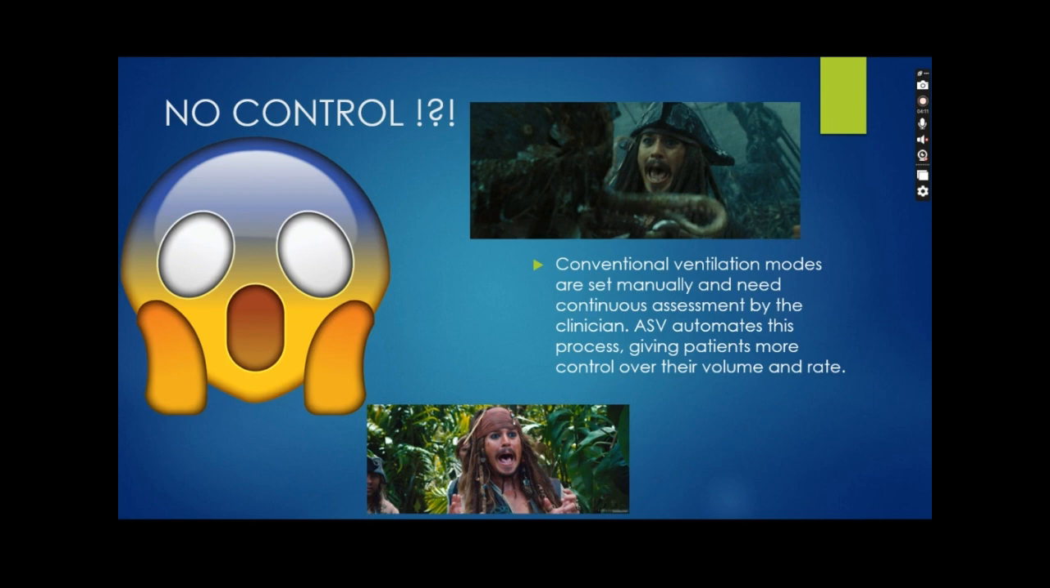With conventional ventilation modes, we set them manually, and we need continuous assessment by the bedside clinician as to how that mode is working for that patient. ASV automates this process, giving patients more control over their volume and rate. A little bit later on, we're going to do some simulations using the C6 simulator, and I'm going to go over how it continuously adapts to the patient, where we're not having to change respiratory rate or tidal volume and continuously assess the patient. It does it automatically.